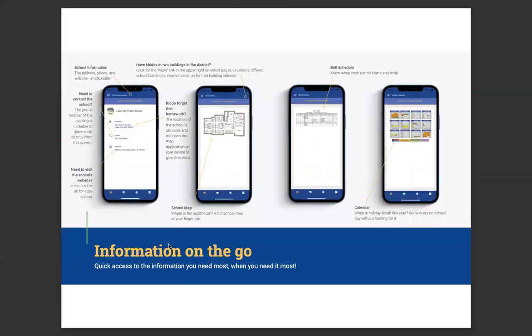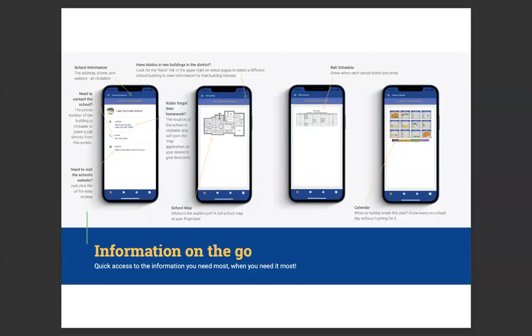So again, going to show you a few items of what they do here. First is school information. The address, phone, and website are all clickable on the screen. So need to contact the school, the phone number of the building is clickable and you can place a call directly from the screen through, of course, your mobile device's calling feature. Need to visit the school website? Just click the URL for easy access here. Now, the location of the school is also clickable. It will open the map application on your device to get you directions.